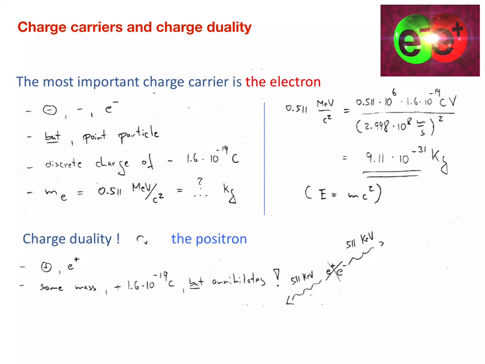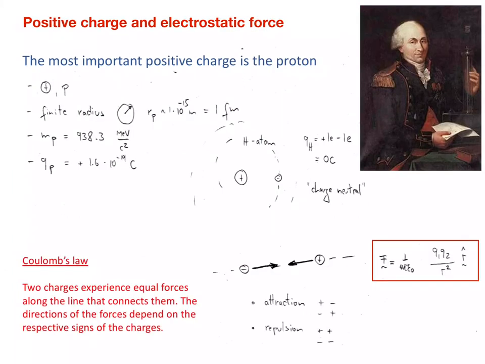If the positron is not the important positive charge carrier in our world, which particle takes that place? The most important positive charge in our world is the proton. We denote it also with a circle and a positive sign inside, or simply with the letter p. In contrast to the electron, the proton is not a point particle. It has a finite radius. The radius is approximately 1 Fermi, 1 times 10 to the minus 15 meters, which also equals 1 femtometer.